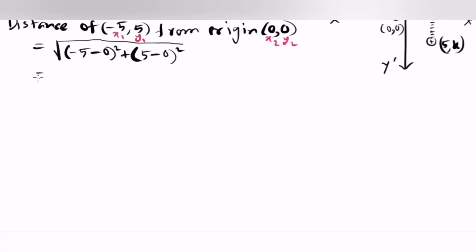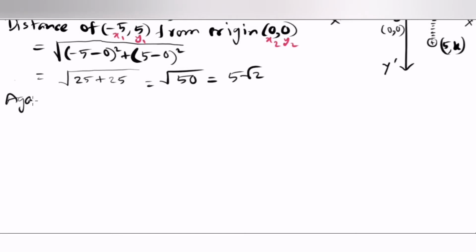So next step, just to calculate this one, what we are going to get will be minus 5 whole square, that means 25. Same way here, 25. I can write 50. And if we solve, I showed you the last day how to determine this square root easily without using a calculator. It will be 5 times the square root of 2. Again, I'm going to determine the length of 5 comma k, or the distance of 5 comma k from origin.